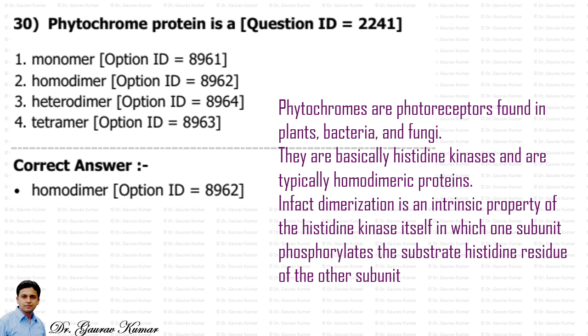Next question, phytochrome protein is a, so phytochromes are photoreceptors found in plants, bacteria and fungi. They are basically histidine kinases and are typically homodimeric proteins. In fact, dimerization is an intrinsic property of the histidine kinase itself, in which one subunit phosphorylates the substrate histidine residue of the other subunit.